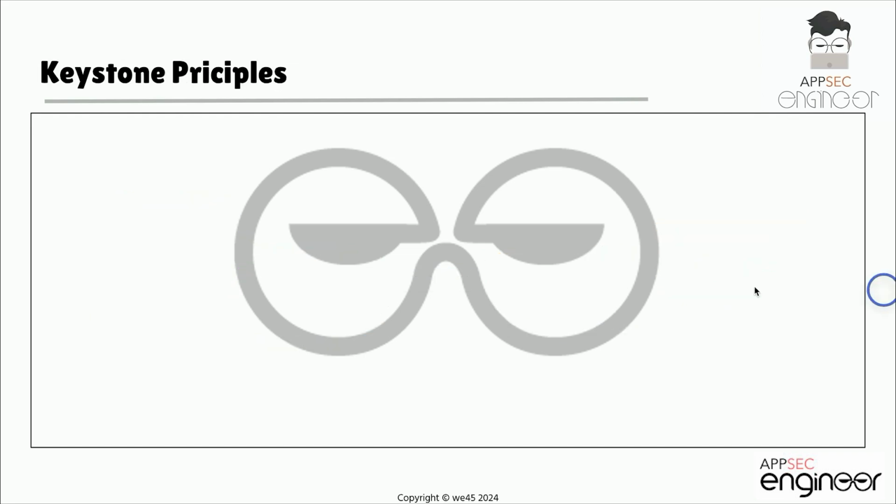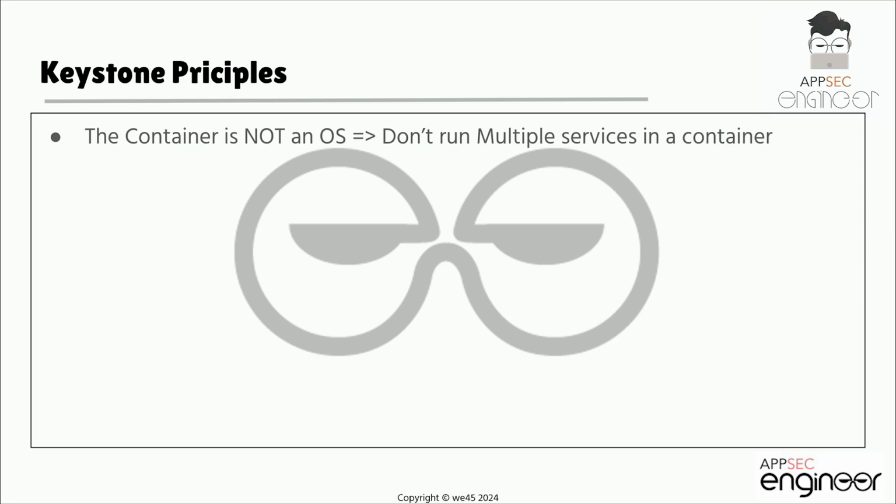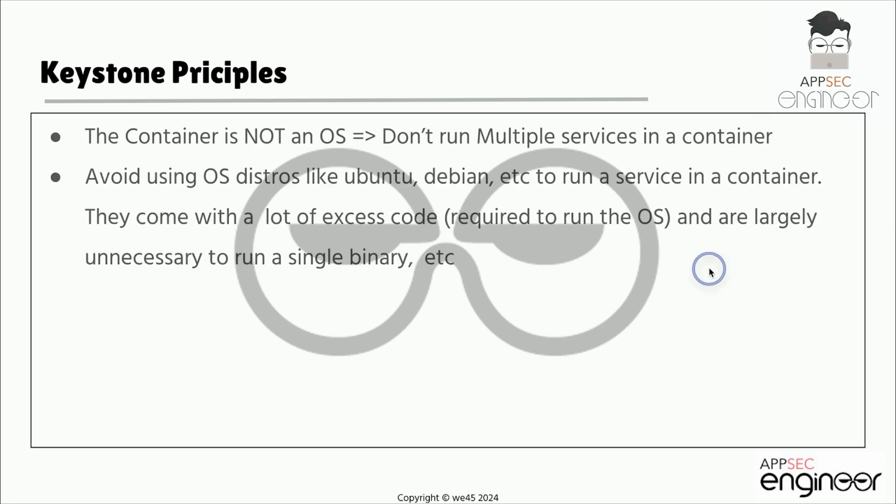So moving on, here are some of the key principles we have to keep in mind when we are using Docker. The first one: your container is not a full-fledged operating system. Try not to run multiple services inside a Docker container, okay? A container should run only one particular service. And if you have to run multiple services, you can use multiple containers. Avoid using Ubuntu, Debian, or any other heavyweight distros. They come with a lot of excess code and a lot of libraries that you might possibly not be using at all. So this ends up increasing our overall attack surface by about 10 times.